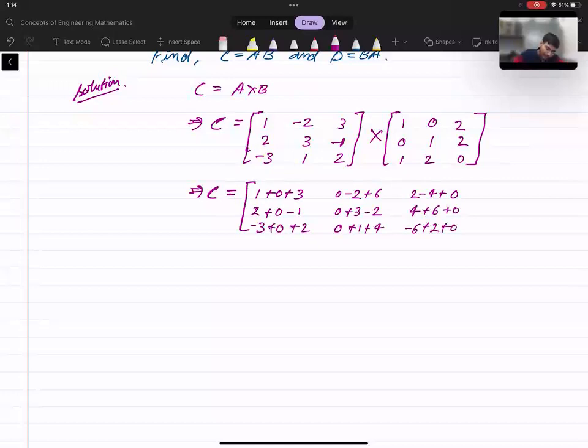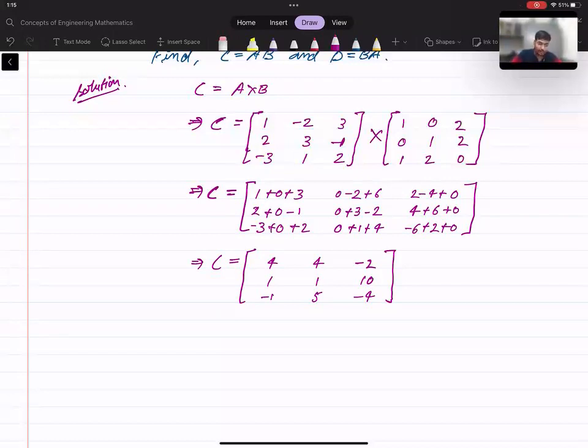Okay. So in this way we can solve these values and we'll get the product AB. So this is 4, again this is 4, and this is -2, and this is 1, this is again 1, this is 10. Here we have -1, this is 5, and this is -4. So this is the product of A and B. Now let us find the product BA.